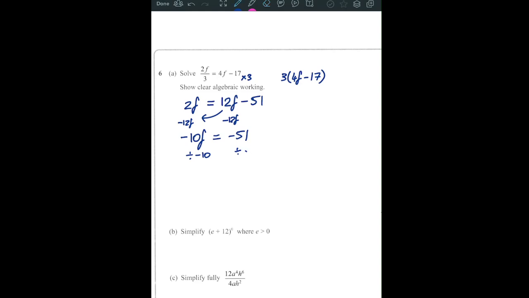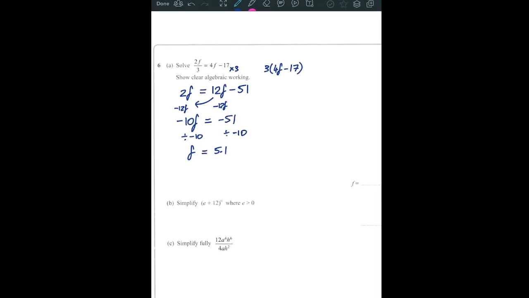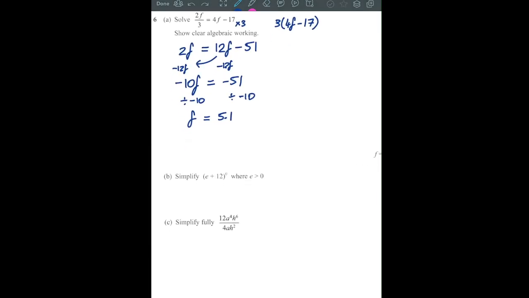And that you can just do in your calculator. On the left hand side, negative 10 disappears. Negative 51 divided by negative 10 is 5.1. And as with every equation, if you want to check your work, you can substitute it back into both of the f's in the original. 2 times 5.1 divided by 3, see what that gives you. 4 times 5.1 minus 17. If that gives you the same answer, then you've got the final answer. There's no mistakes, unless you also make a mistake in that substitution check.